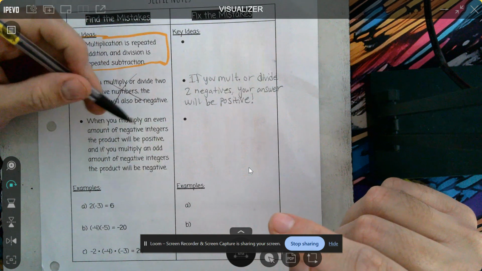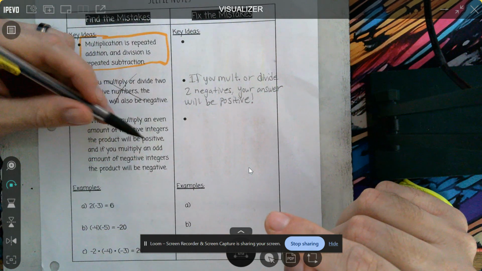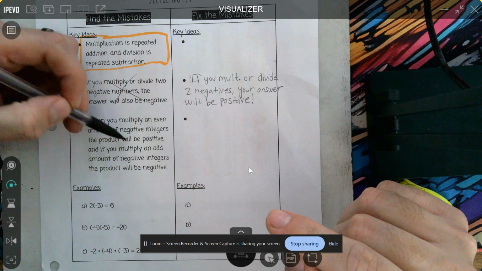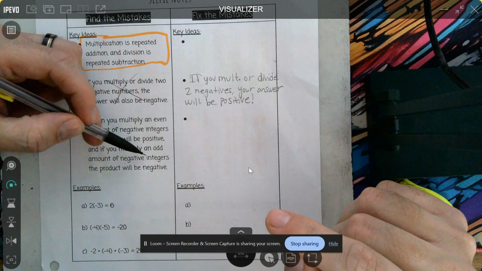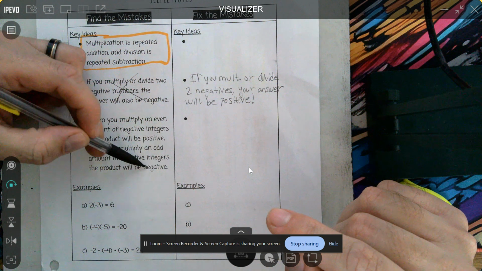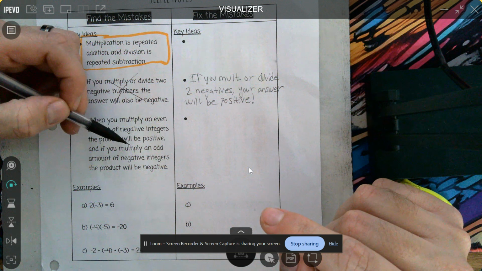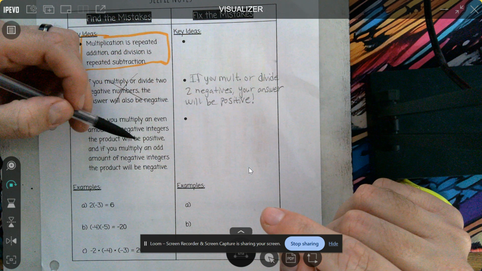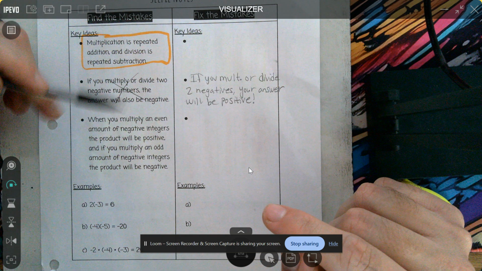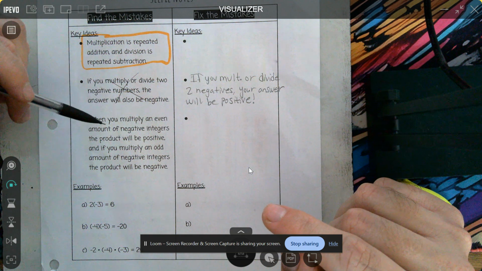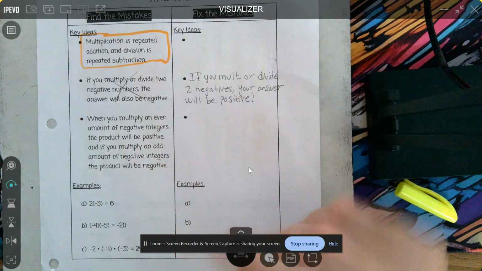When you multiply an even amount of negative integers, the product will be positive. So that means if you're multiplying two negative numbers together, the answer will be positive. And if you multiply an odd amount of negative integers, the product will be negative. So if you're multiplying an even amount of integers, that could be 2, 4, 6, 8, it'll always be positive, and negative if you have an odd amount. That is true. I'm going to give you an example here in a second.